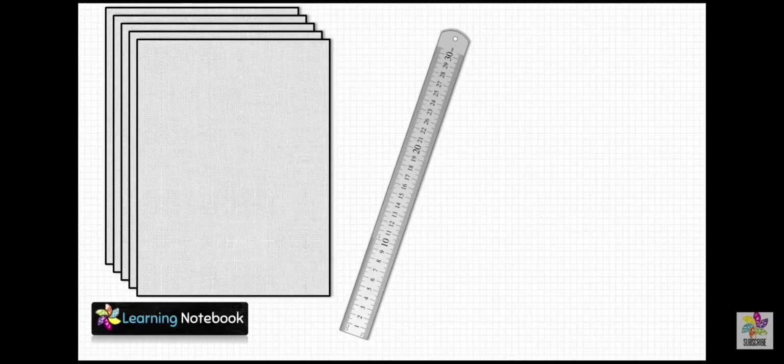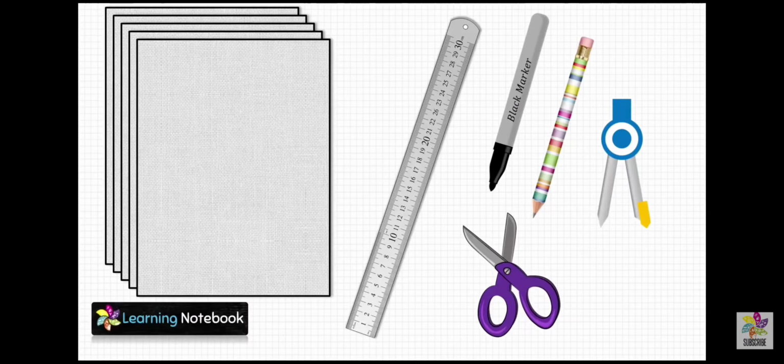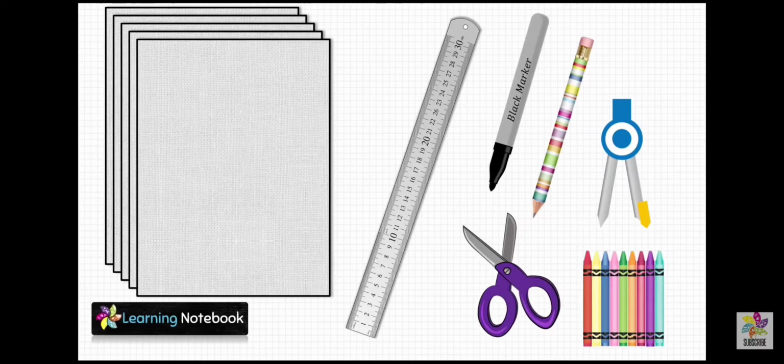For this activity, we need a few white sheets, a ruler, a black marker pen, a pencil, a compass, a pair of scissors, and a box of crayons.